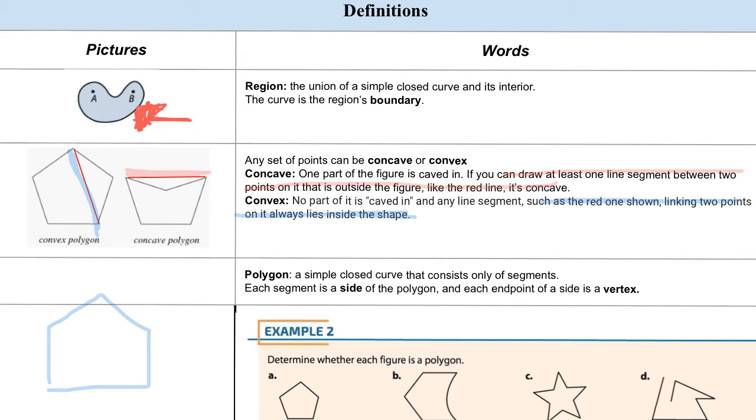Each segment is called a side. So each segment is a side, and each endpoint is a vertex. Okay, so in this pentagon over here, I've got 5 vertices and 5 sides.